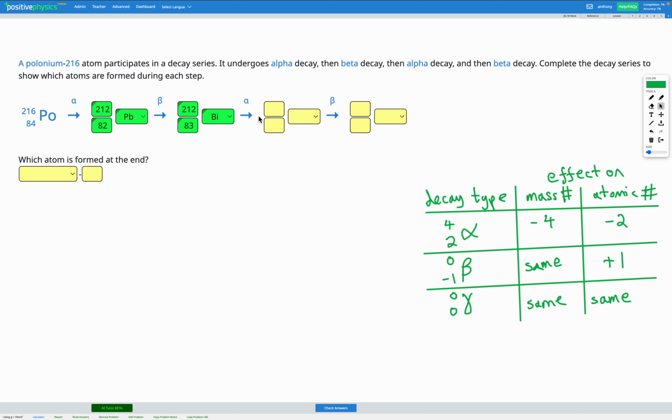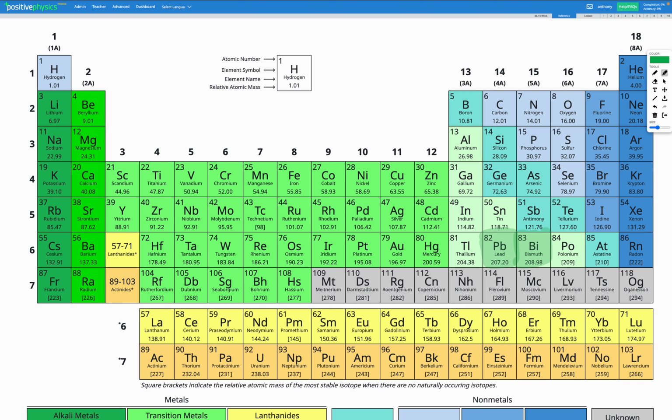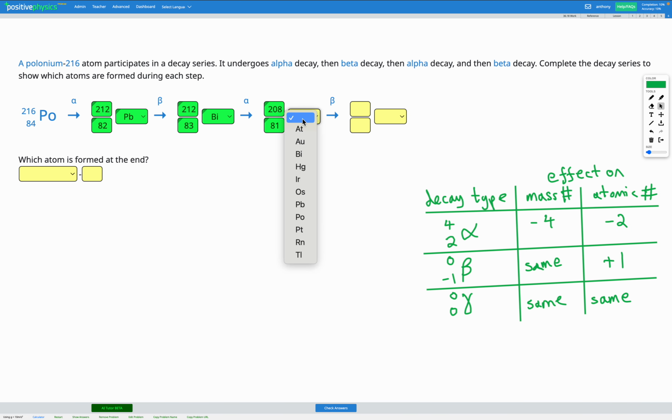Then we have another alpha decay happening. So -4 on our mass number. It was 212, now it's going to be 208. And our atomic number is -2. It was 83, now it's going to be 81. Let's head to our reference sheet to find out which atom has an atomic number 81. Here it is. It's thallium, which has the symbol Tl. So there we have thallium.